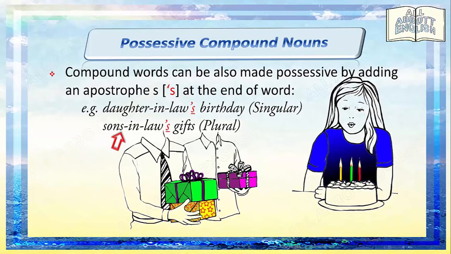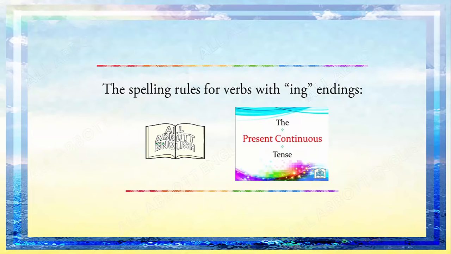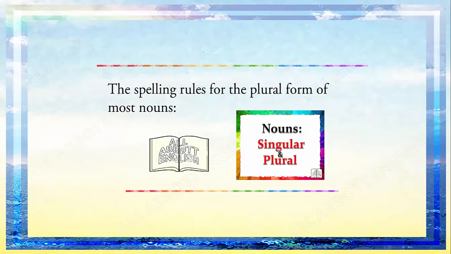We have looked at how a gerund can be combined with a noun to form a compound noun. The gerund is formed by adding ing to the verb, so you may be interested in finding out the spelling rules for verbs that have ing endings. They can be found in the video entitled, The Present Continuous Tense, in this channel. The spelling rules for countable nouns can be found in the video entitled, Nouns: Singular and Plural, in this channel.